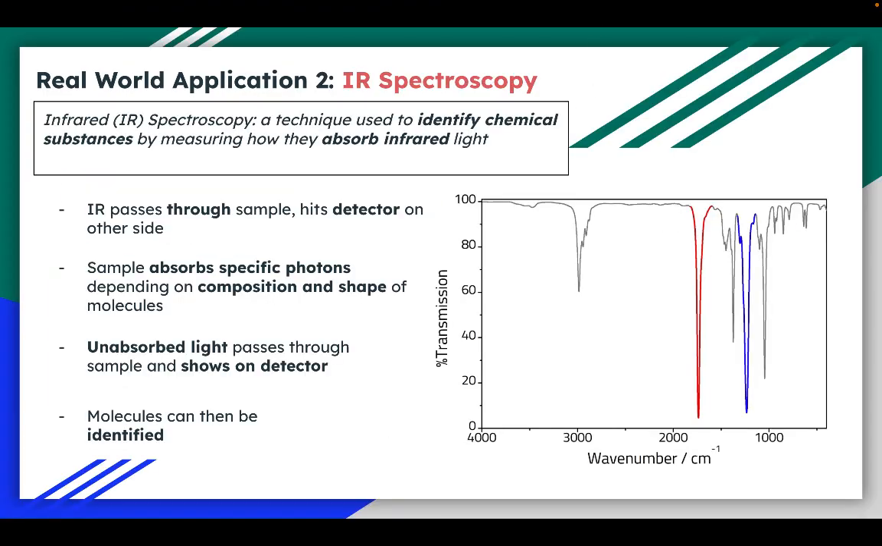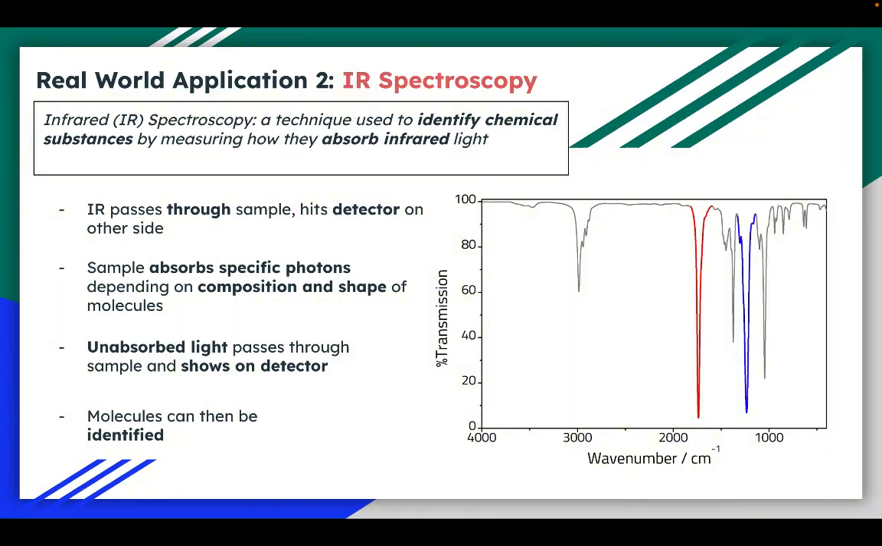Moving on to our next application, we're going to talk a little bit about infrared spectroscopy. This can be described as a technique used to identify chemical substances by measuring how they absorb infrared light. How this works is you shine an infrared light through a substance or through any given sample. That light is going to go through that substance and hit a detector on the opposite side. This detector is going to show different levels of light wavelengths, and we're going to be able to see which lights are passing through the sample.